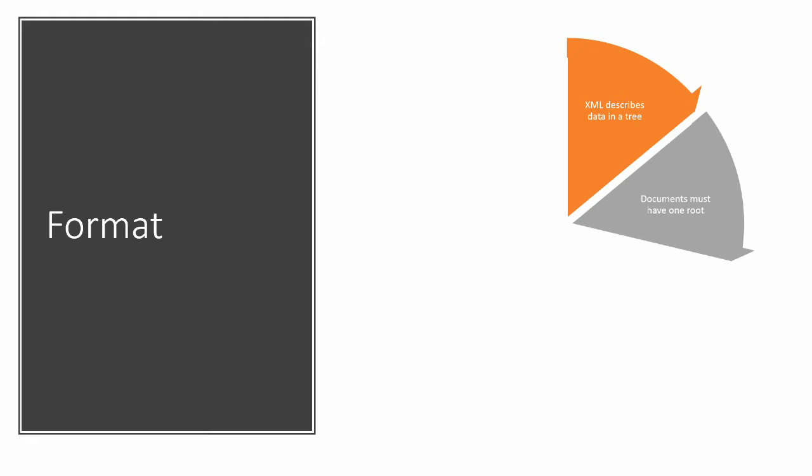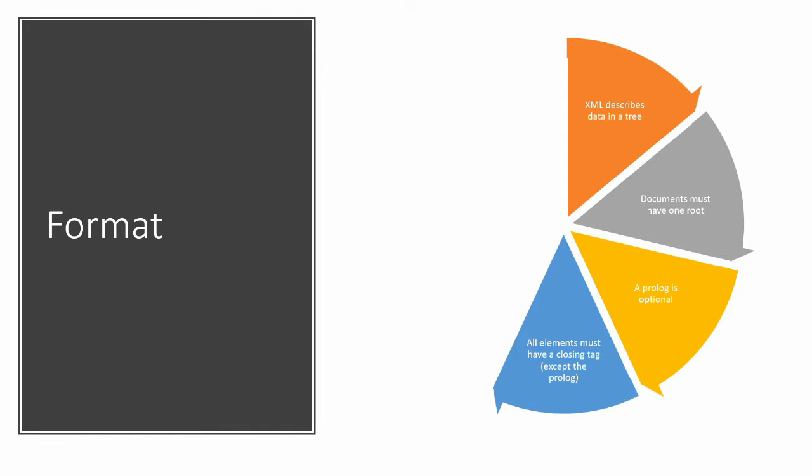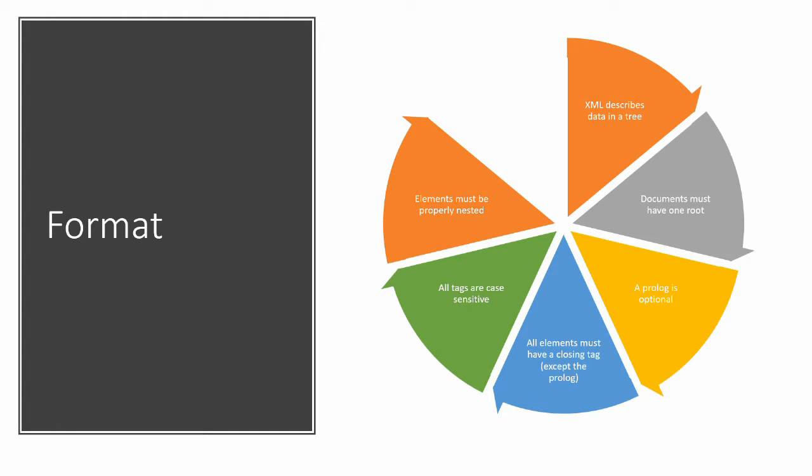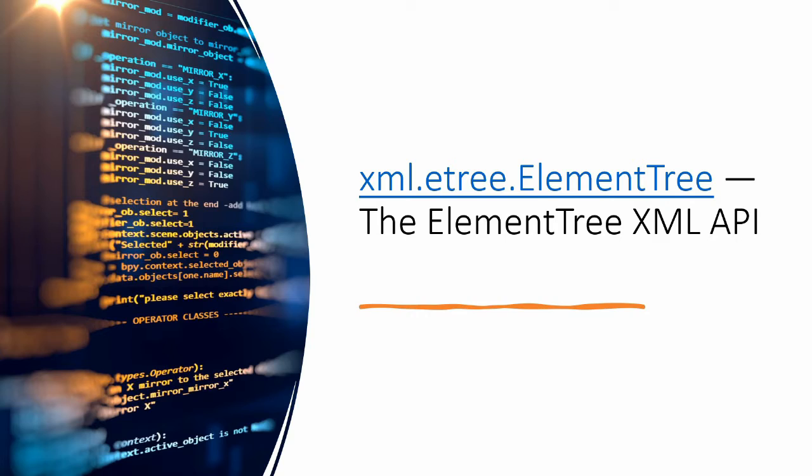But what about the format of XML? Well, it describes data in a tree, a lot like HTML, and all documents have one and only one root. A prologue, which tells you that it's XML, is optional. All elements must have a closing tag, except the prologue, which is special. The tags are case sensitive, which is unlike HTML. Elements must be properly nested, so you can't open something and then open something else and then close the first thing and then close the second thing, so that doesn't make sense. And attributes must always be quoted. And to do this in Python, you use the xml.etree.elementtree, which is the elementary XML API.